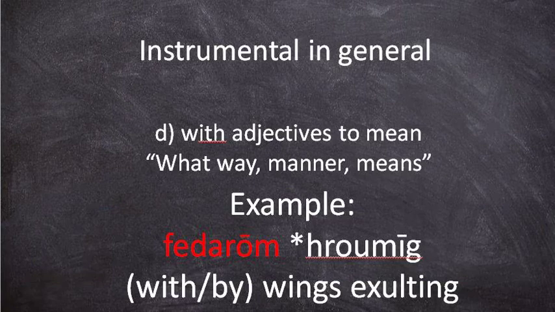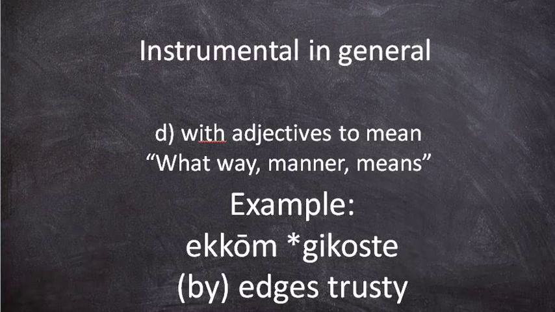Here is a second example, ekkom gekoste. This is like saying with edges, by edges, trusty. So again, it's giving us this colorful, vivid description. Of course, this is taken from a longer sentence, if you will. So it's like through the medium of edges, we have trusty in there. All right.